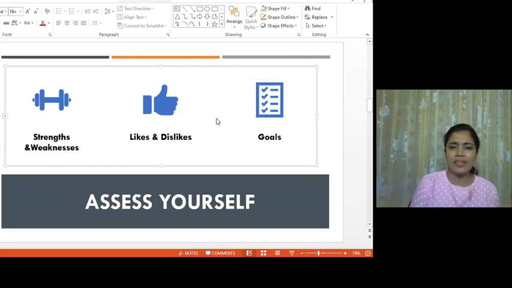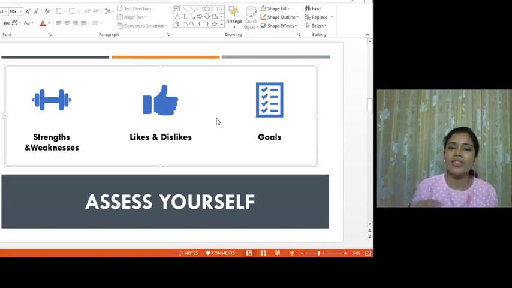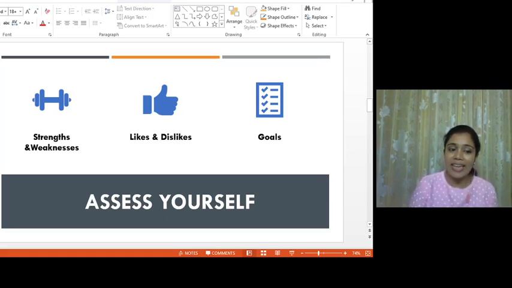Every one of us should have some goal in life, isn't it? So what are the goals that you have set for yourself, and is that in any way in line with the job you have applied for? So you have to make an assessment regarding all these three aspects.